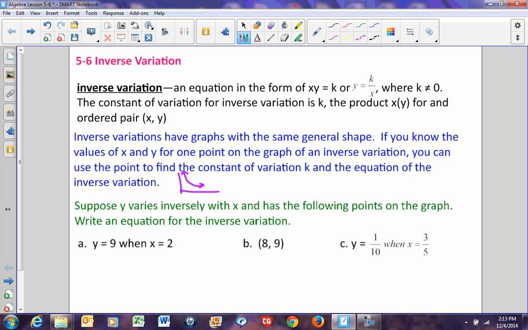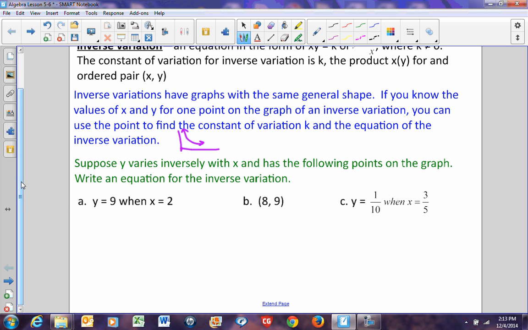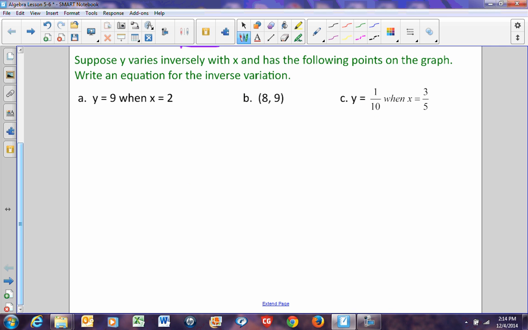Now, if we wanted to write some inverse variation equations, we write them similarly to how you write a direct variation equation. You solve it the exact same way. You just have to remember that the equation for inverse variation is xy equals k rather than y equals k times x. So suppose y varies inversely with x and has the following points on the graph. We're going to write an inverse variation equation. Remember, the inverse variation equation is xy equals k.